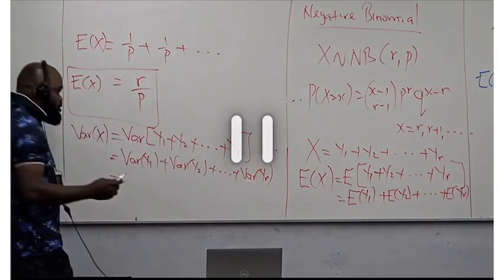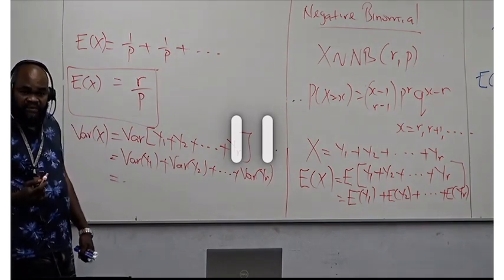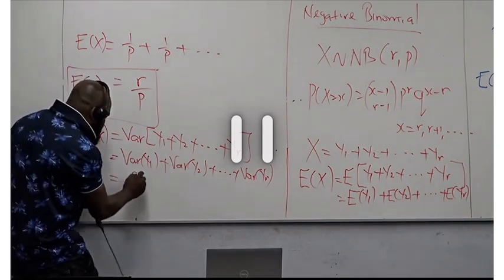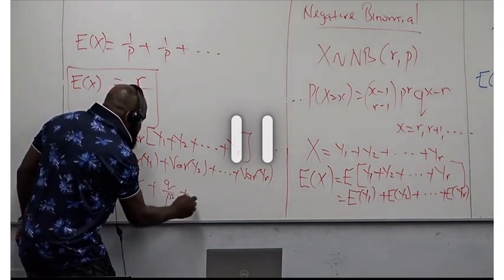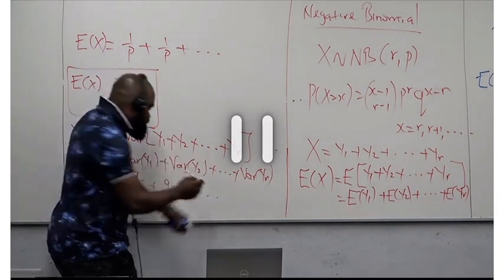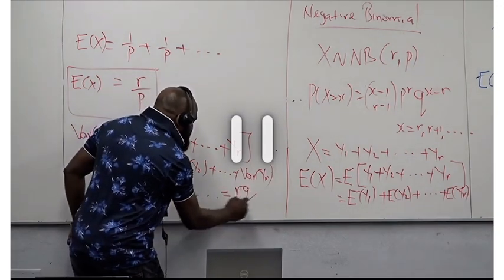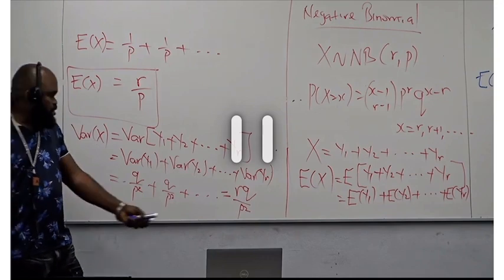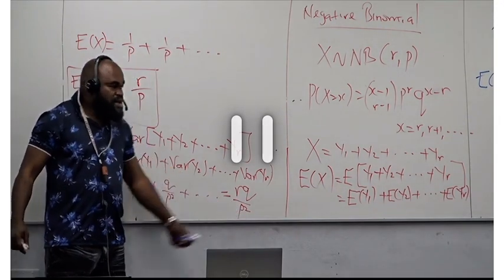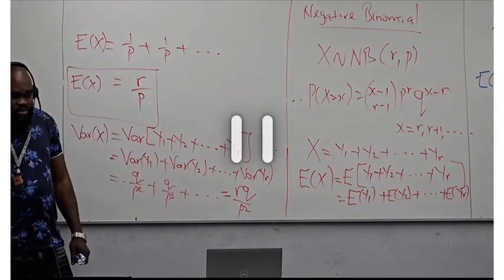And of course, the variance for the geometric distribution is q over p squared. So I'm going to have q over p squared, r times. Having q over p squared r times is just going to be r q over p squared. So that would be the variance for the negative binomial distribution.